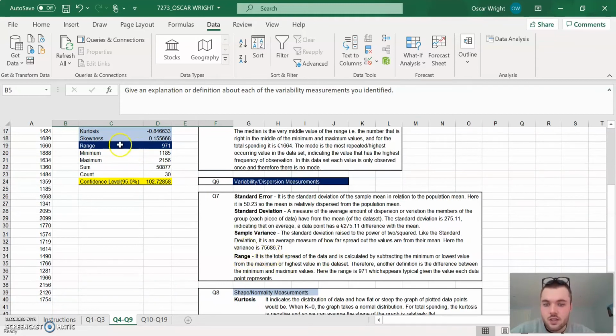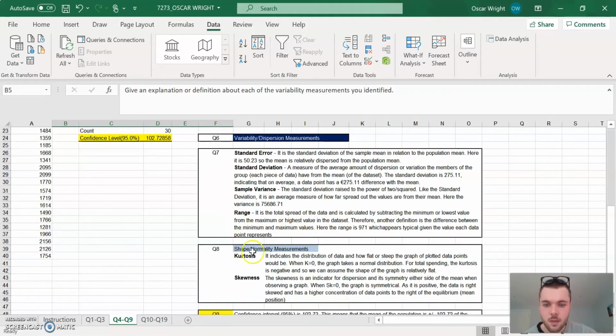The range is the last variability / dispersion measurement, and it's the total spread of data. It's calculated by subtracting the minimum or lowest value from the maximum or highest value in the data set. Therefore, another definition is the difference between the minimum and the maximum values. Here the range is 971, which appears typical given the value each data point represents.